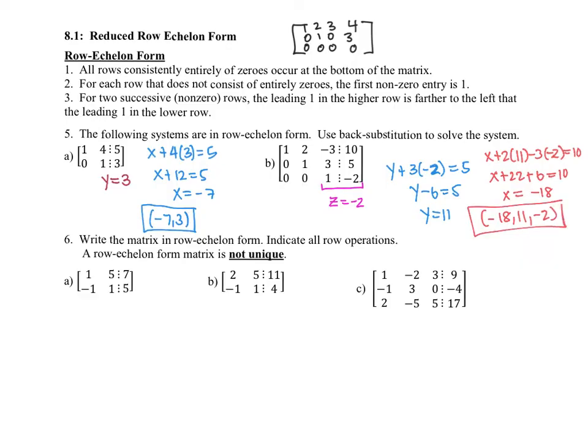Okay, so we're going to practice converting things to row echelon form. One thing to keep in mind about row echelon form is that it is not a unique form. So you might have a different row echelon form than someone else, but it's representing the same matrix. When we get to reduced row echelon form, it will actually be a unique matrix.